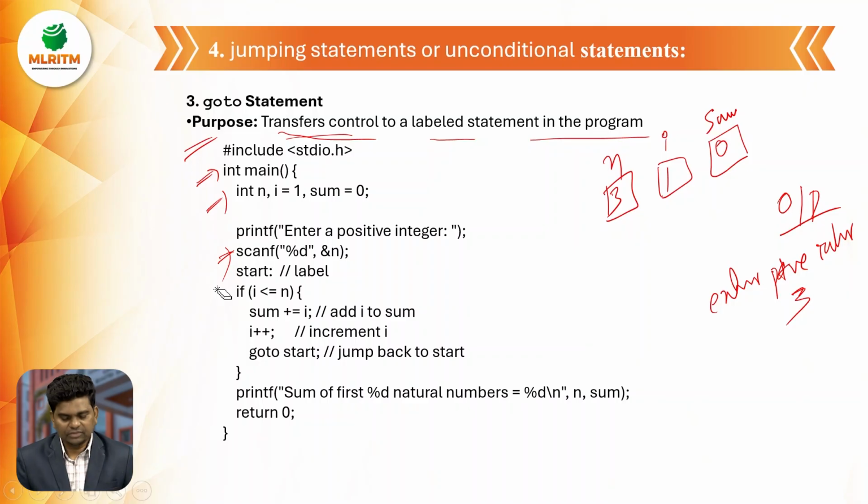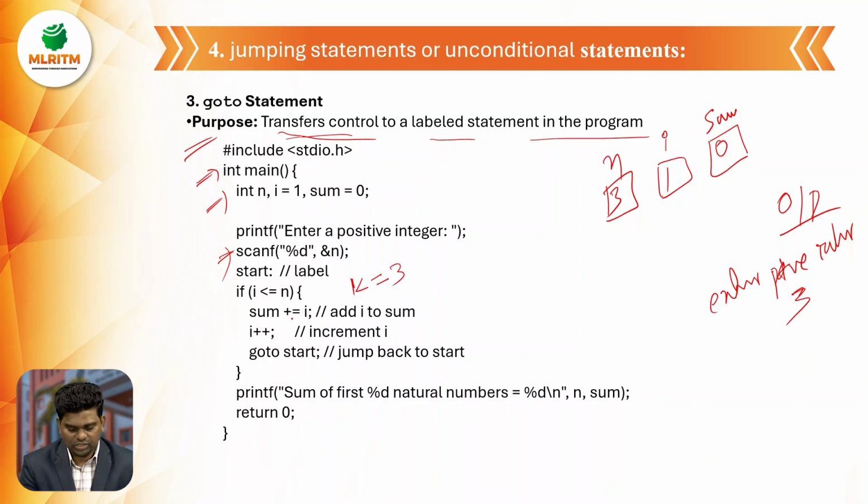Then see, we have a label here. We have a start label here. So when the compiler reaches here, it directly enters the label. Then you can directly check the condition. What is the condition here? If i less than or equal to n. What is the current value of i? In memory we have 1. Then what is the value of n? 3. So 1 less than or equal to 3, that is obviously true.